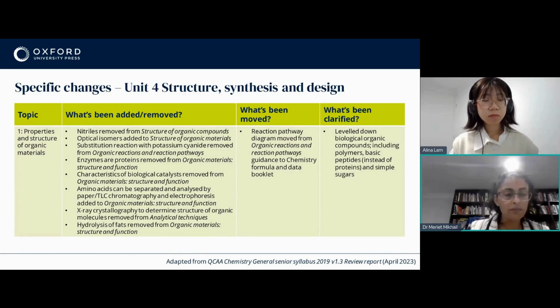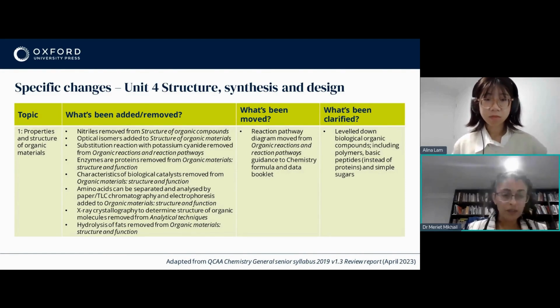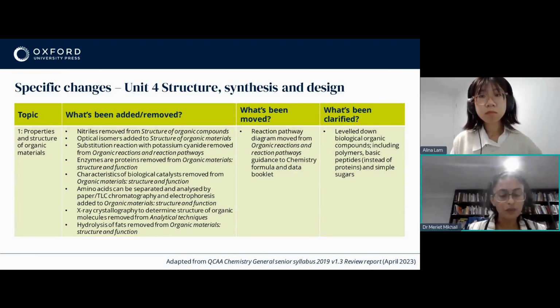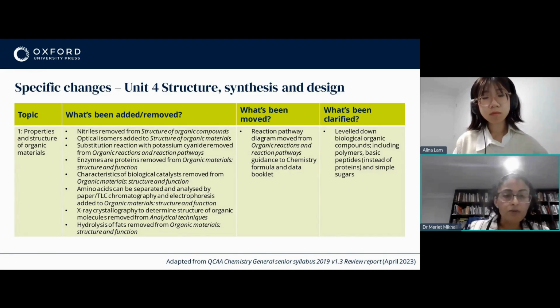And for those of you who have been following the QCAA webinars, you will realize that, number one, the organic reactions pathway is now going to be moving into the data formula book. That will be an additional thing that is new for 2025. Substitution reactions using potassium cyanide for the production of nitriles are removed totally. Transesterification and biodiesel, I know that's been removed. The extent of knowing, for example, complex carbohydrates has been removed. So no longer are we teaching in depth things like amylose, amylopectin, the variations between glycogen and starch. All of that has been removed.